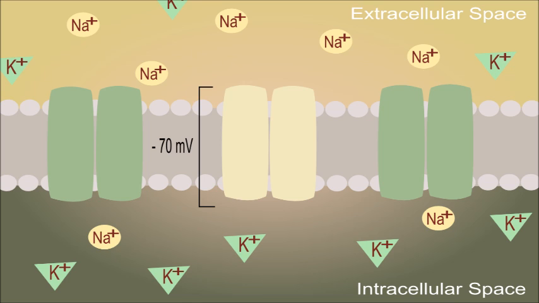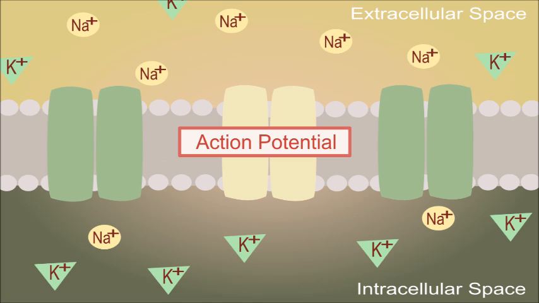The voltage difference between the inside of the cell and the outside will allow the cell to receive electrical signals known as action potential, where the sodium channels open, letting in positive ions and thereby making the intracellular space more positive.